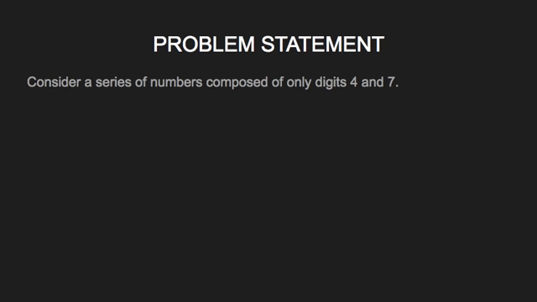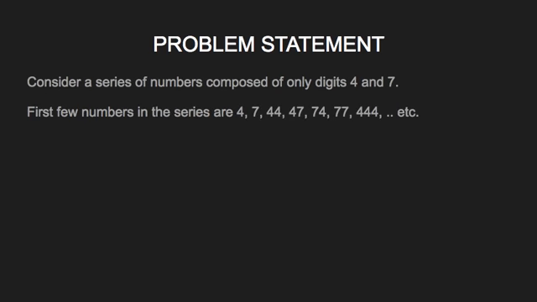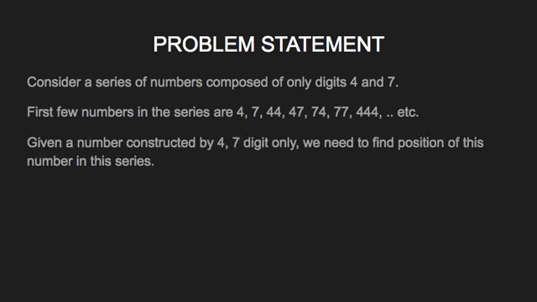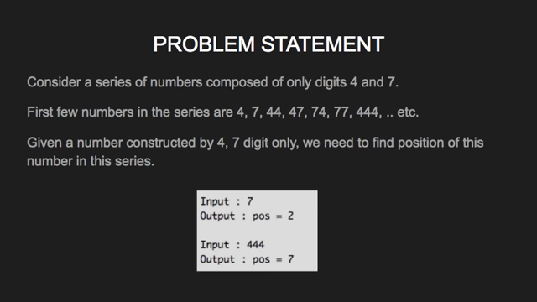Consider a series of numbers composed of only digits 4 and 7. The first few numbers in the series are 4, 7, 44, 47, 74, 77, 444, etc. Given a number constructed by 4 and 7 digits only, we need to find the position of the number in this series. For example, the position of 7 is 2, and the positions of 4, 7, 44, 47, 74, 77 are 1, 2, 3, 4, 5, 6, 7.